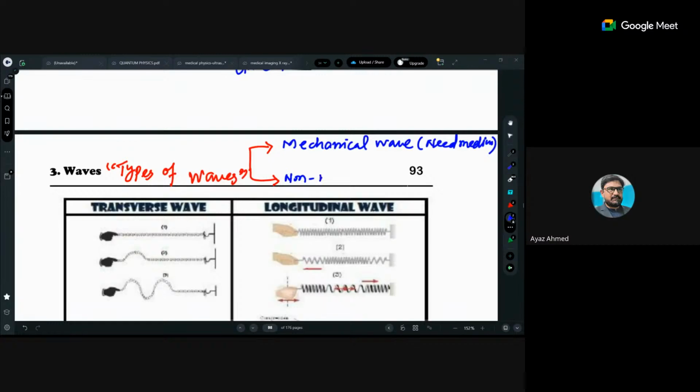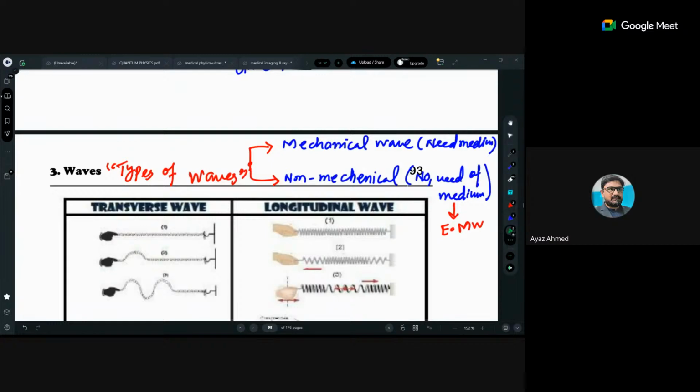And the second one is non-mechanical waves. What does non-mechanical mean? They do not need any medium. No need of a medium. Are you getting it? So when they do not need any medium, we can consider these to be all the electromagnetic waves. All electromagnetic waves are non-mechanical waves.